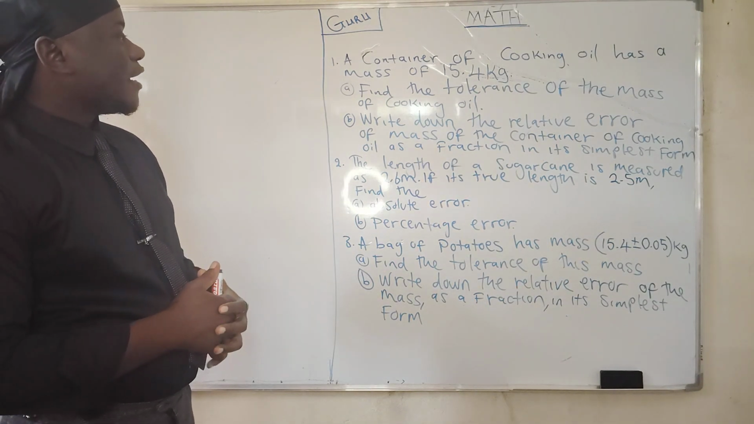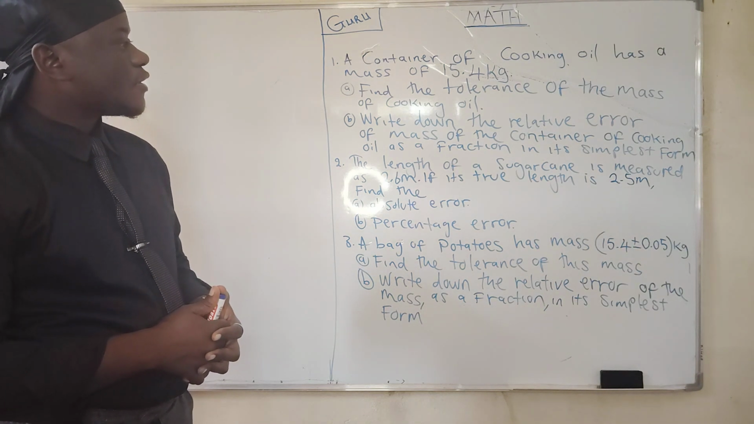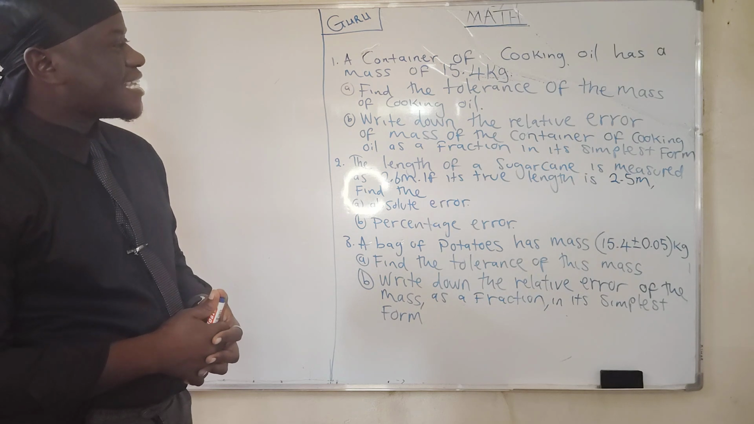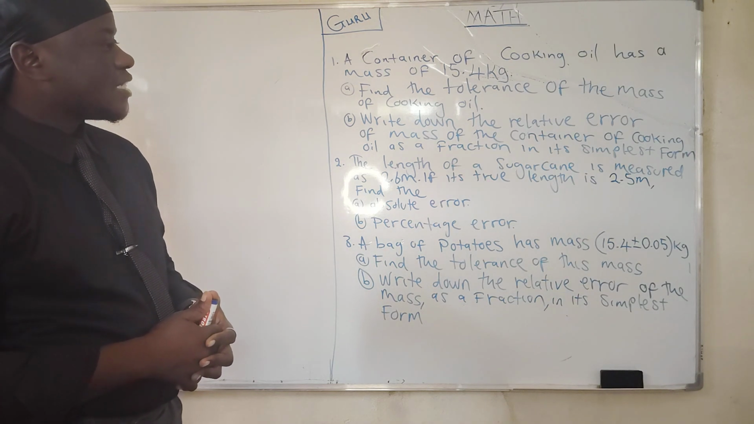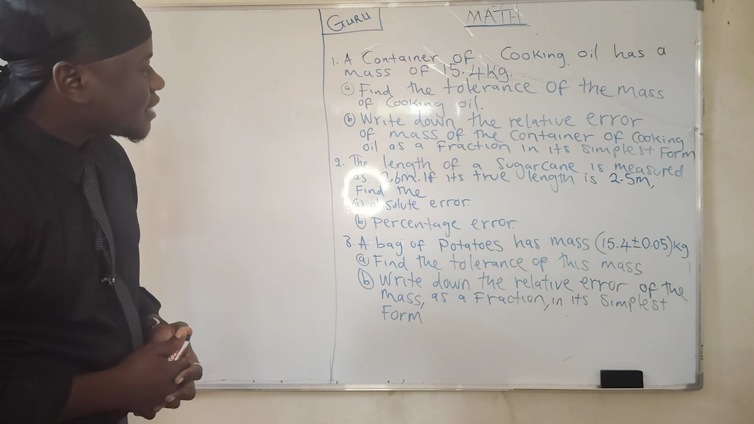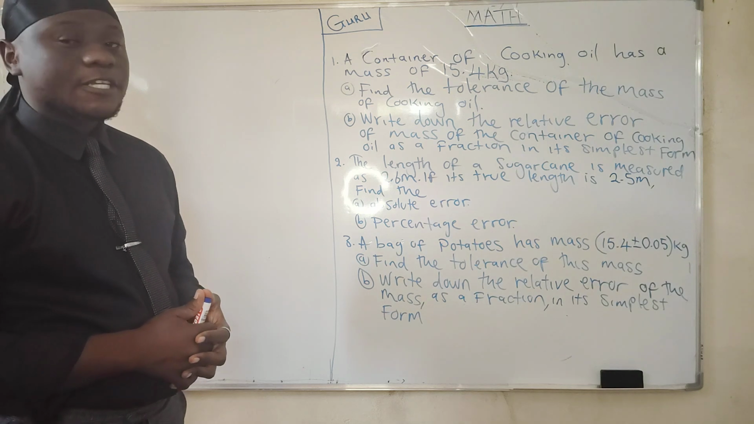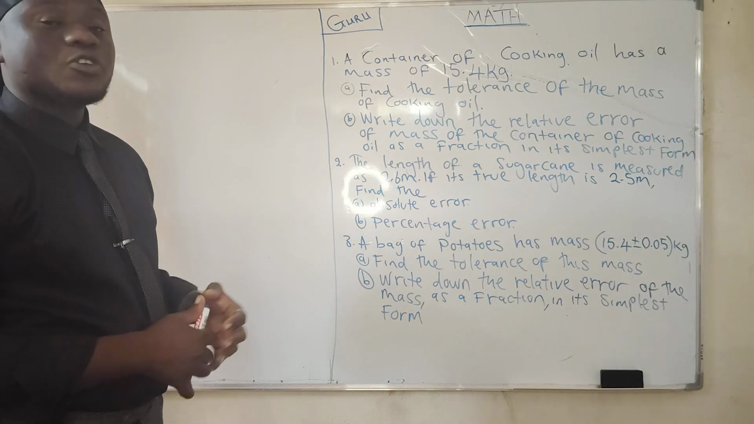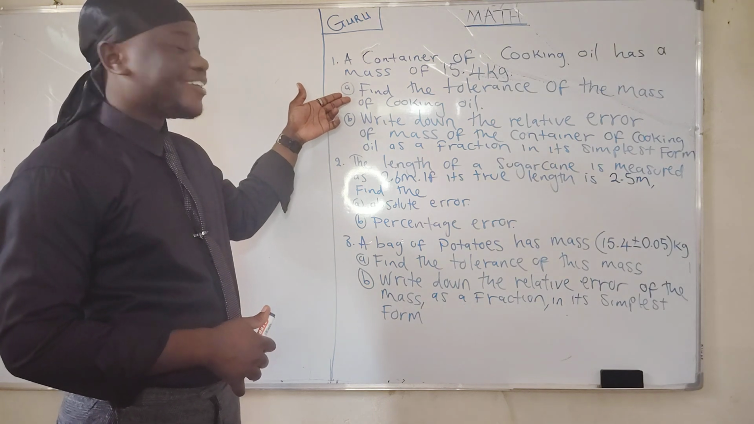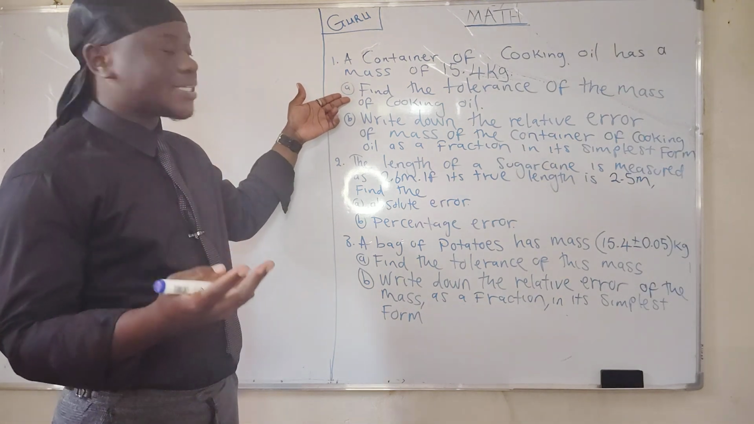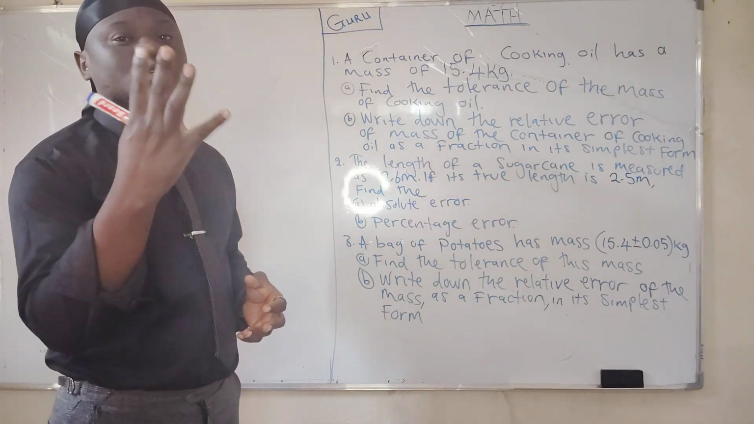The question reads, a container of cooking oil has a mass of 15.4 kg. A, find the tolerance of the mass of cooking oil. B, write down the relative error of the mass of the container of cooking oil as a fraction in its simplest form. That's question 1. When you answer question 1A correctly, then you get what? 2 marks. Then again the second one, 2 marks. So in short, you have this question in paper 1 and you get what?